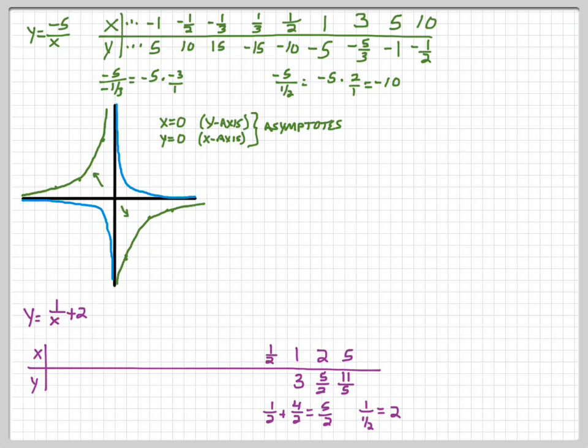And then we have to add that other 2 on there, so we're going to get a value of 4. So when x is 1/2, y is 4. What about when x is 1/5? Okay, multiply by the reciprocal, so we get 5 plus 2, and we get 7.